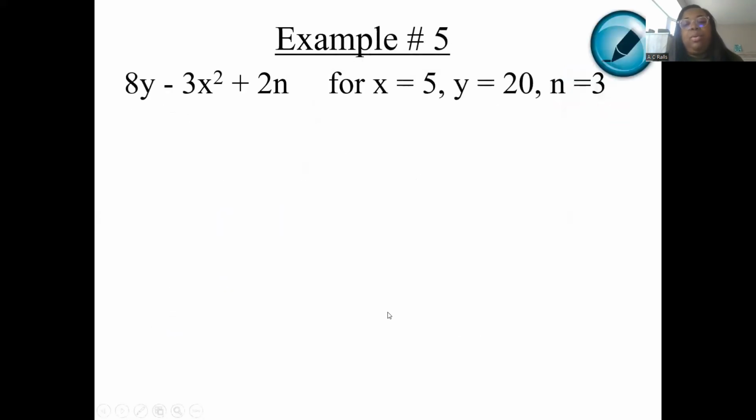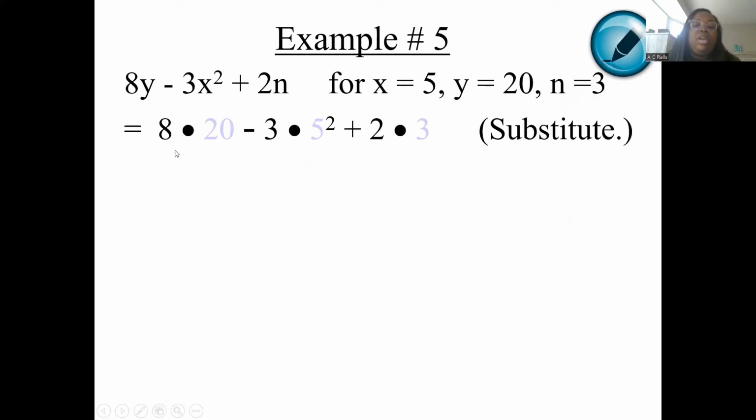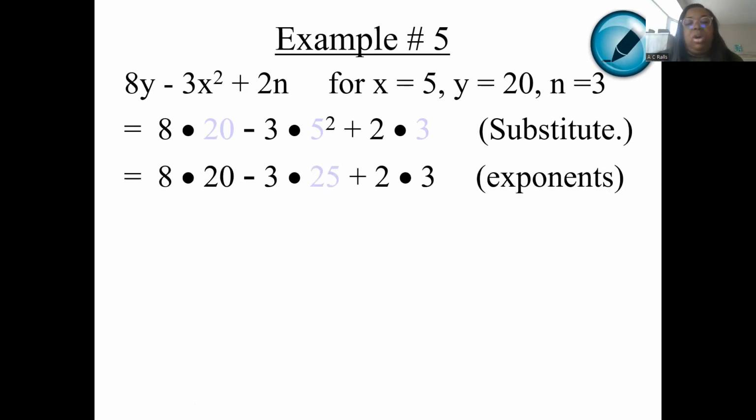I want to use a harder example. All right, so we have 8y minus 3x squared plus 2n. So if we were to evaluate this using our hand or our pen and paper, all you have to do is substitute y with 20, x with 5, and n with 3. So let's see what that looks like. Since it's right next to each other, that's multiplication. 8 times 20 minus 3 times 5 squared plus 2 times 3. So that's just a direct substitution. Then you will use the order of operations to solve it.